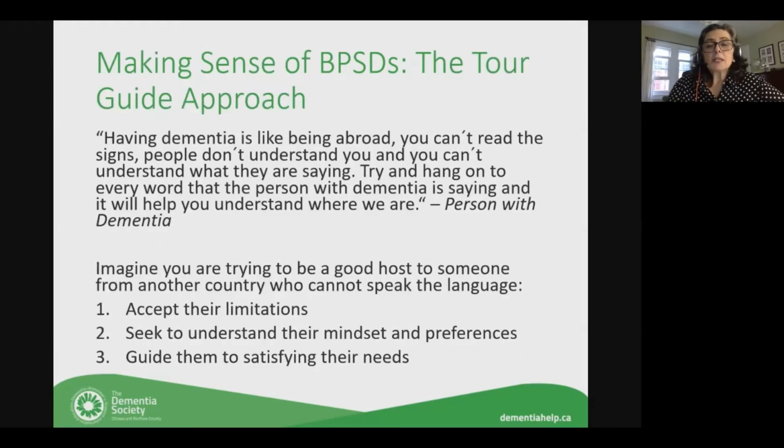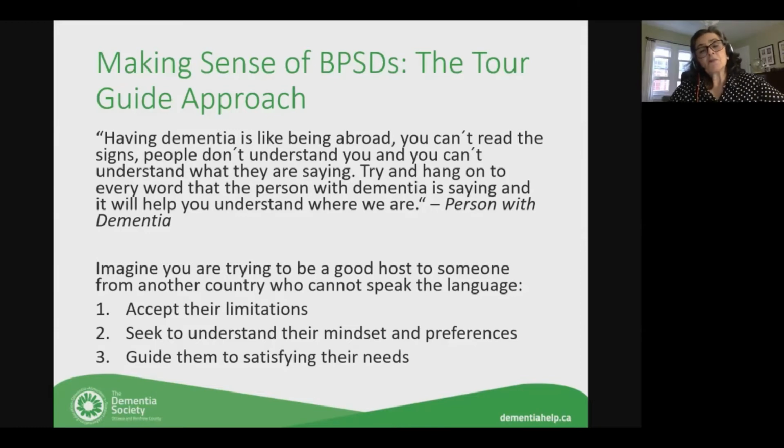So sometimes, someone describing their situation described dementia like taking a trip abroad, where you are in a strange country, you can't really understand the signs. There's something that you need to do, and you can't understand the signs, and people don't understand you and can't understand what you are saying.